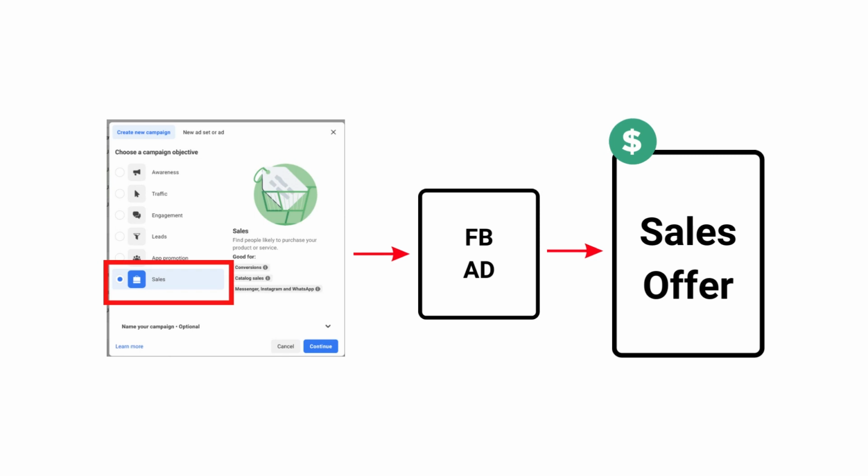Well, it's basically selecting the sales objective that uses your Facebook ad to lead your prospect to your sales offer, essentially getting people to click to the offer. Now, I say click and not sell, because the job of your Facebook ad isn't to sell, but only to pre-frame and get your prospect ready to buy. So all you're really doing with your Facebook ad is selling the click to the offer.